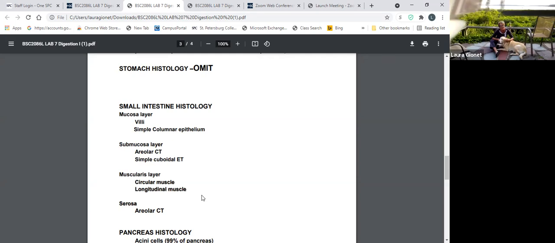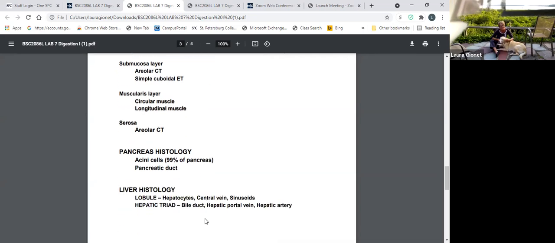And then the most outer layer is the serosa, and that's composed of areolar connective tissue. Once we're in the abdominal pelvic cavity, or we're pretty much outside of the thoracic cavity, within the thoracic cavity, we call it an adventitia. Once you're outside of the thoracic cavity, you call it a serosa. And that outer serosal layer is composed of areolar connective tissue.